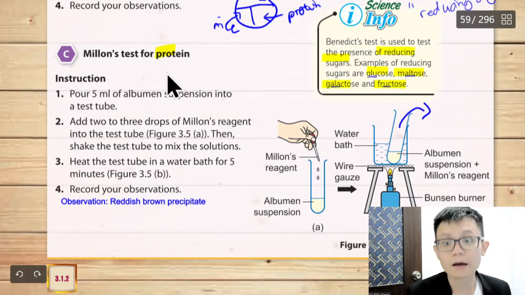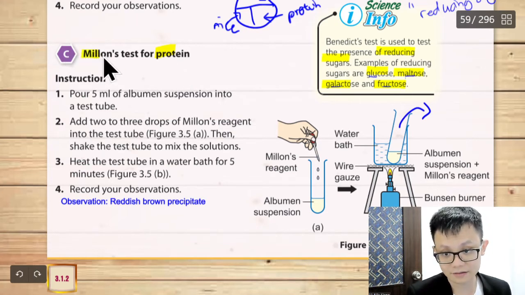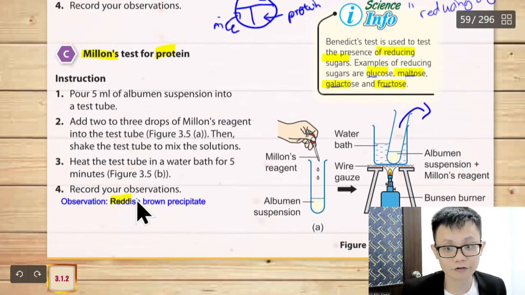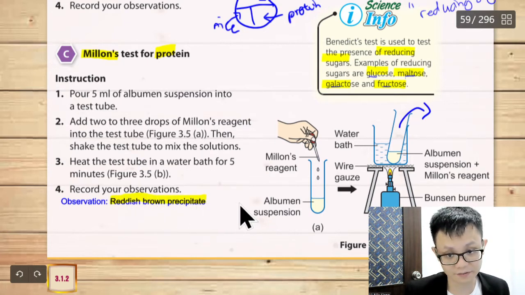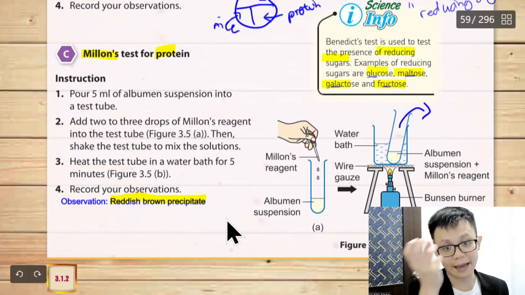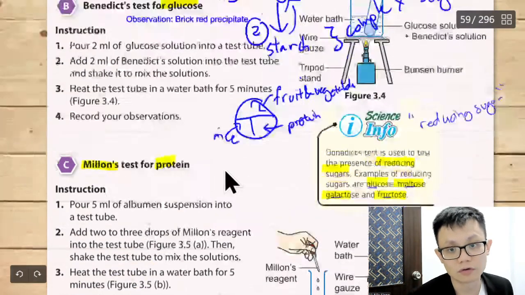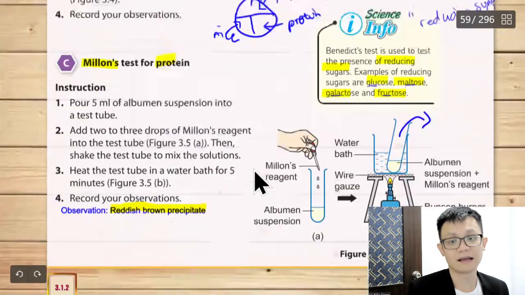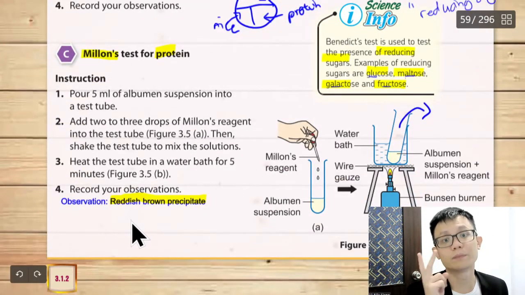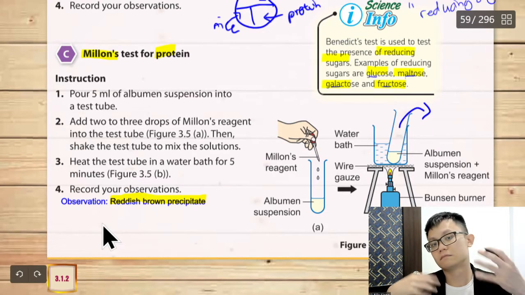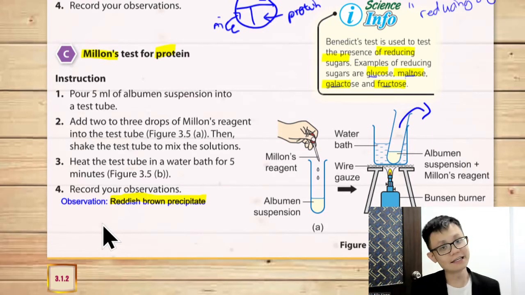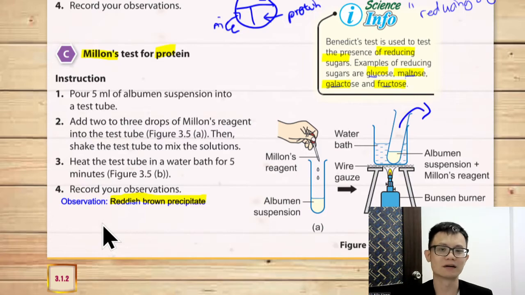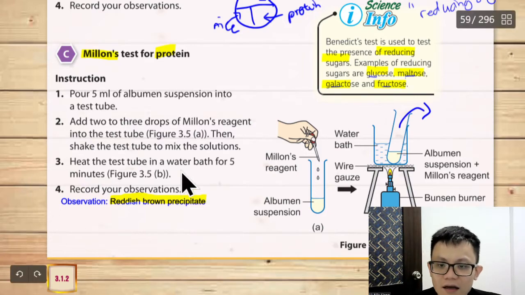How to test protein? So in protein, we use a Millon test. And how do you know? Because the solution will become reddish brown precipitate. Okay, like you can see red and brown. So almost the same. Here is brick red precipitate, and here is reddish brown precipitate. Just memorize. Actually not much to memorize lah. Only these two tests.